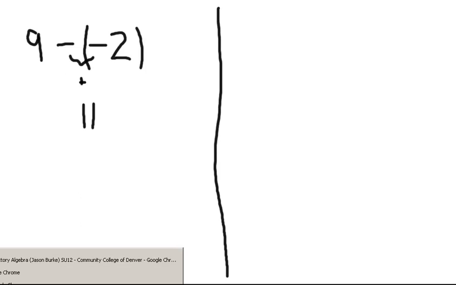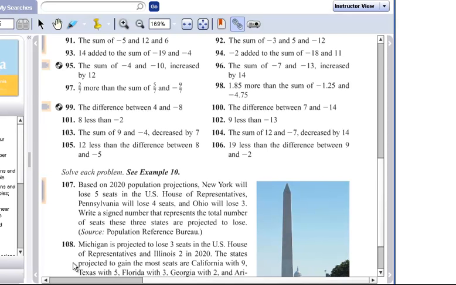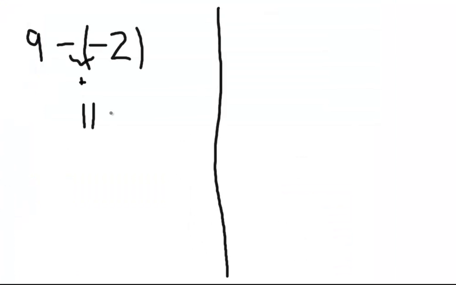Okay, so back to the question. 19 less than that. That means don't put the 19 first. 19 less than that means take away a 19. What's 19 less than 11? It's -8. Okay, and there's the answer.